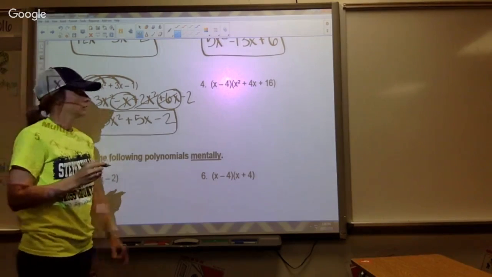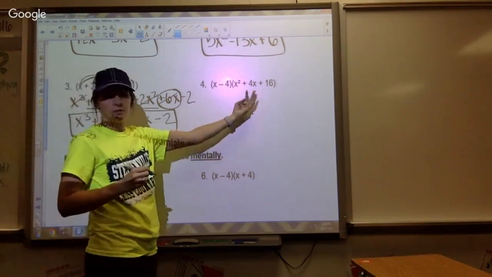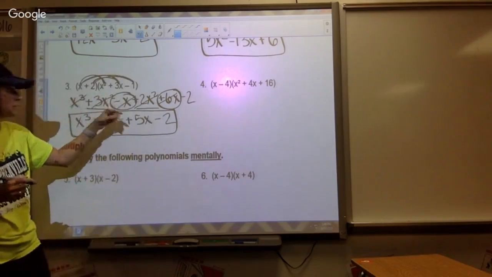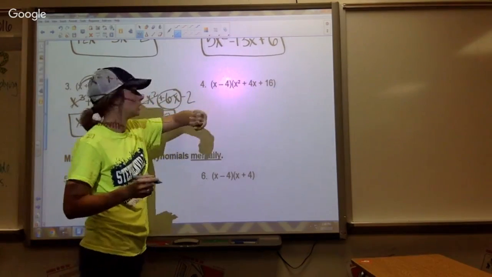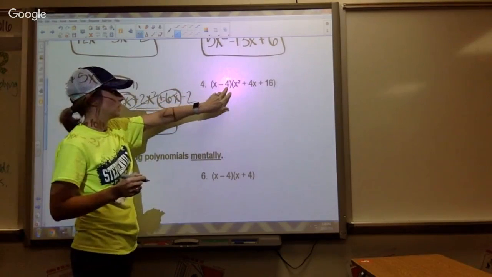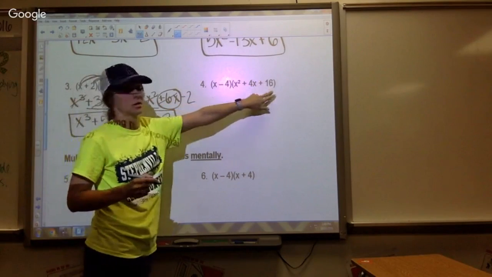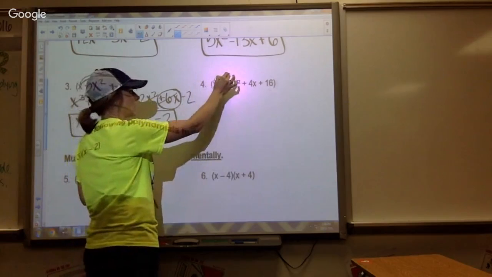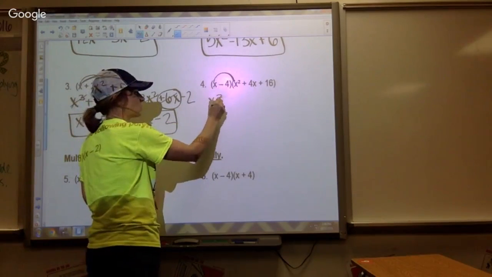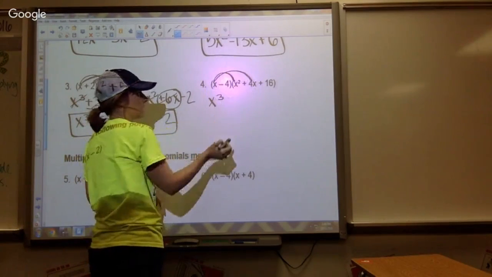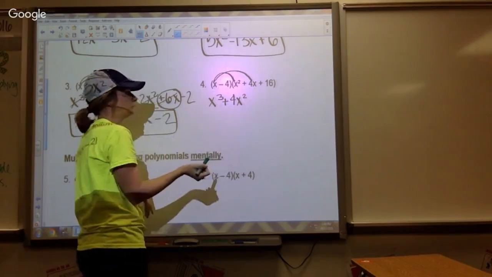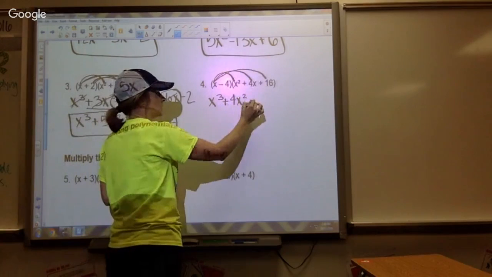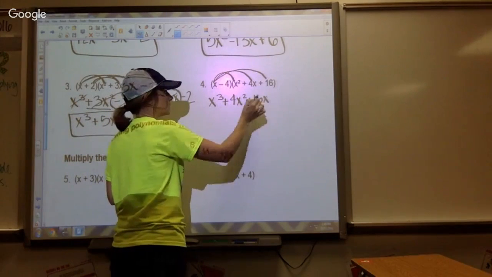Okay, so number 4, notice we have 2 terms and then we're multiplying it by 3 terms. So we'll do what we did on number 3. We'll take the first term and multiply by all 3 of those in that second polynomial, and then multiply negative 4 times all 3 of these. Okay, so x times x squared is x cubed. X times 4x is 4x squared. X times 16 is 16x.